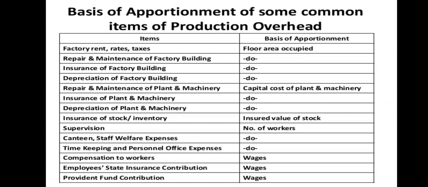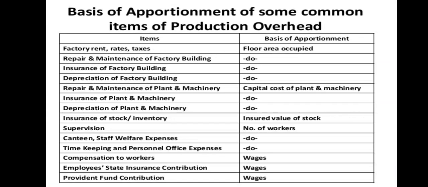Just focus that if it is related to factory building, we need to apply floor area occupied. It's very easy to remember. If any information is related to factory building, we need to observe how much floor area is occupied, and on the basis of that, we do the allocation of overheads. Okay, next.